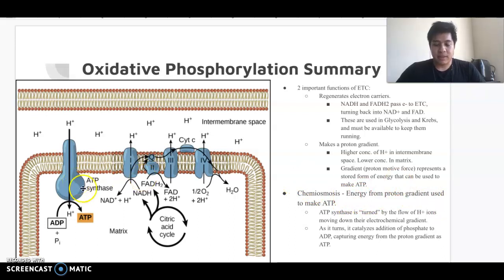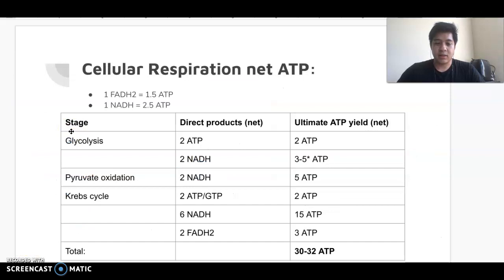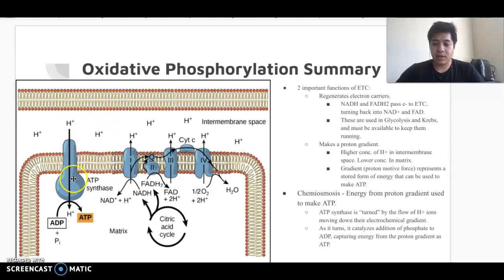So ATP synthase is turned by the flow of the H+ ions, as you can see as it goes down here. As the ATP synthase moves down the electrochemical gradient, it turns, and as it turns, it catalyzes an addition of phosphate to ADP, as you can see here, and it captures that energy from the gradient as ATP.